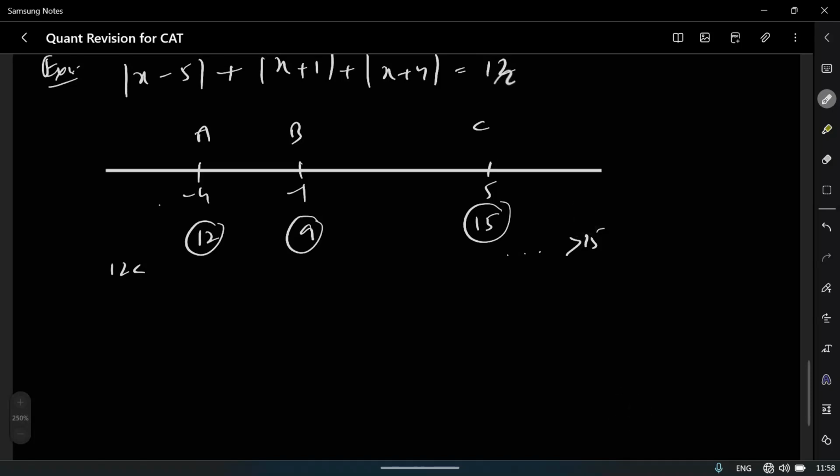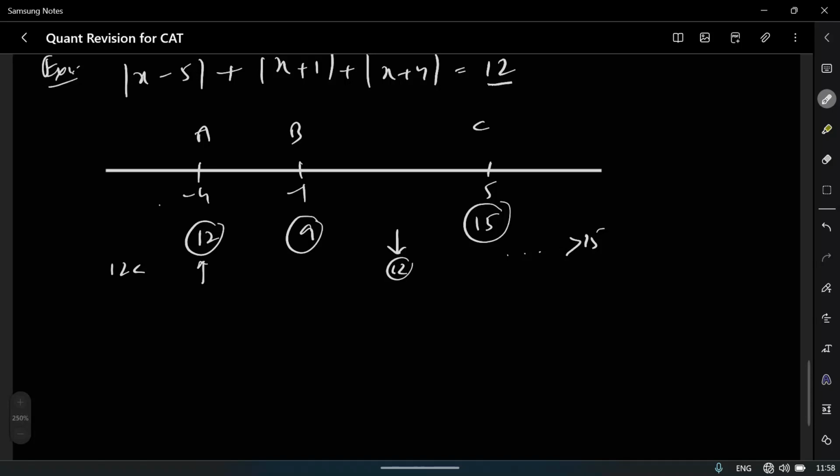What the question asks is that we need to find the solutions for x at which this expression equals 12. So this is one point. If we travel left, the value will increase, so we won't get 12 anywhere. And if we travel right, the value will decrease, so in this range also we are not going to get any value. If you observe these two points, minus 1 and 5, with values 9 and 15, there will be one value at which the output is 12.